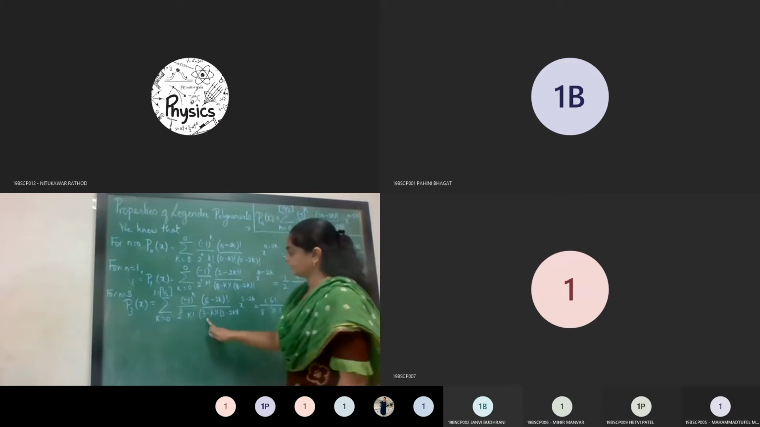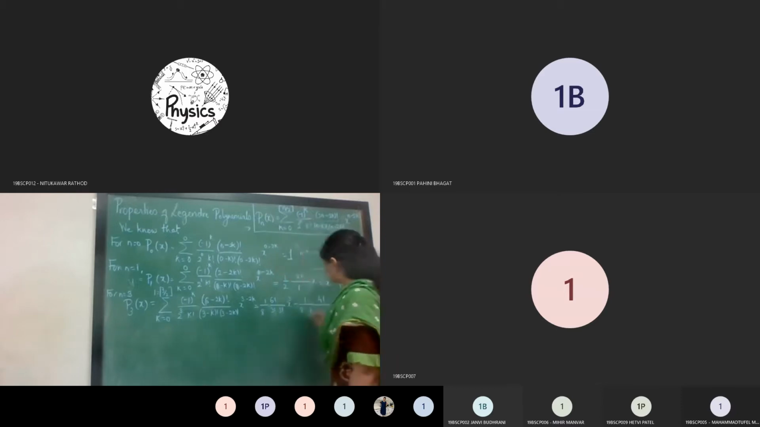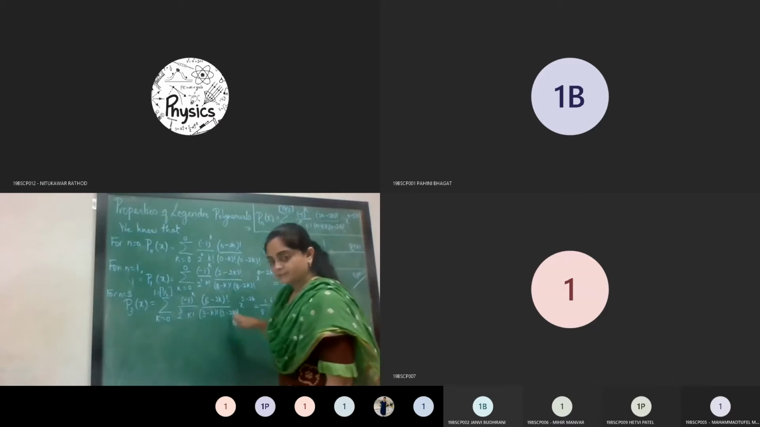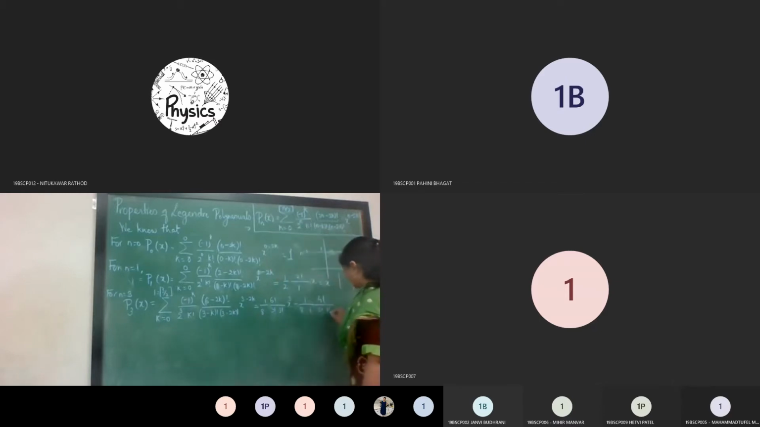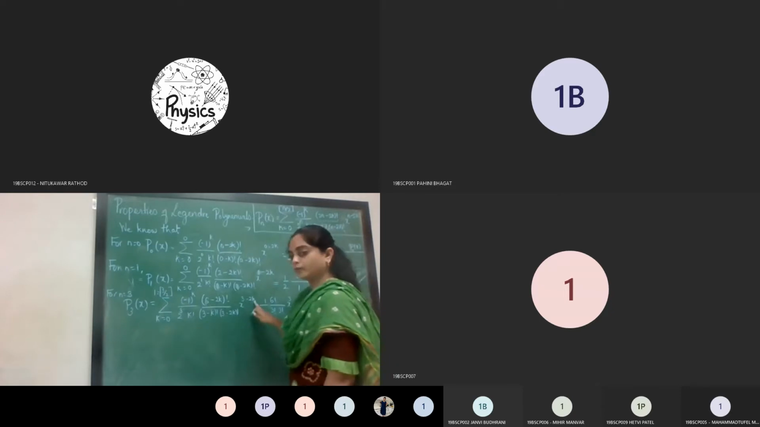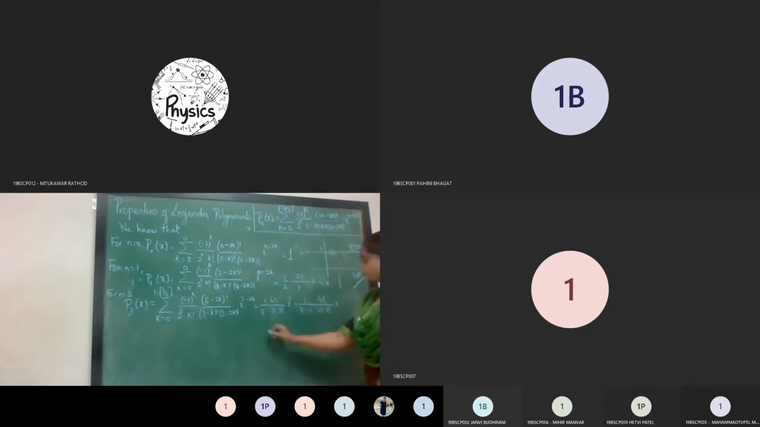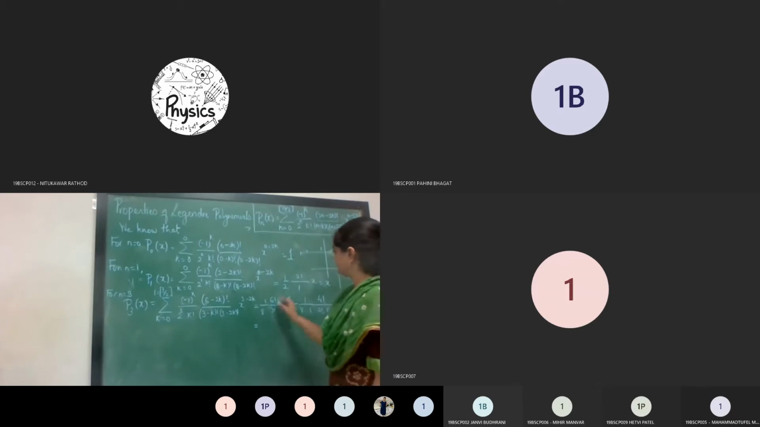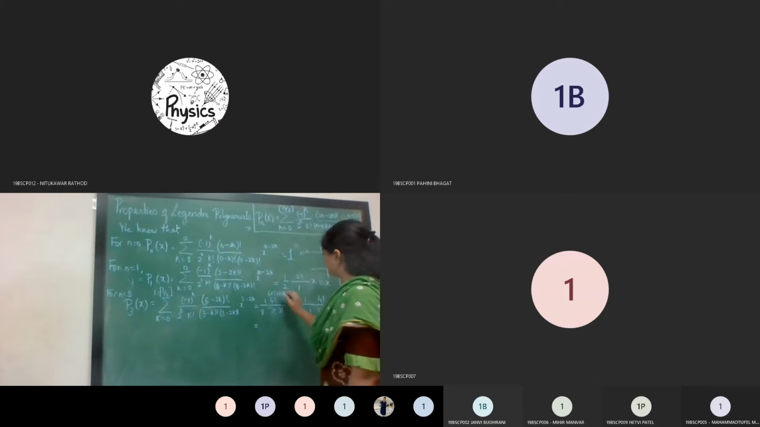Then in the denominator, 3 minus 1, that is 2 factorial. 3 minus 2 into 1, that is 1 factorial. And x raised to 3 minus 2 into 1, that is only x. So simplification, if you see what will be the simplification, 6 factorial, 6 into 5 into 4 into 3 into 2 into 1. So this will get cancelled. 3 factorial is 6.